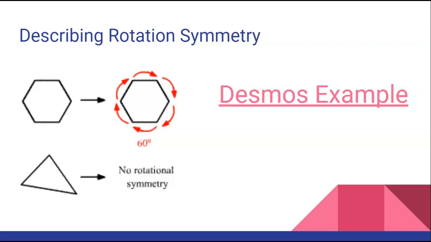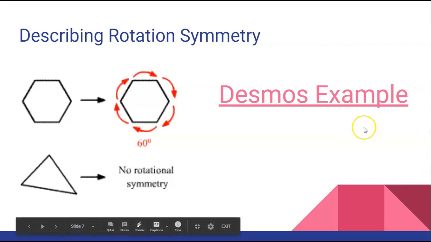The triangle is meant to be a scalene triangle, which means none of the sides have equal length. And so this is an example of a figure that doesn't have rotational symmetry, because we would need to rotate it a full turn in order for it to match back up with itself again.